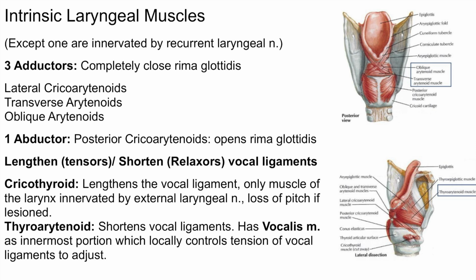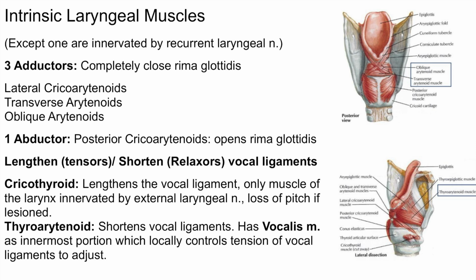Next layer is about tension control, which determines pitch. The cricothyroid tilts the thyroid cartilage forward, stretching and lengthening the vocal ligaments, and this is going to increase your pitch. Since it's the only muscle not innervated by the recurrent laryngeal nerve, injury to the external laryngeal nerve is going to lead to that loss of high pitch rather than complete voice loss.